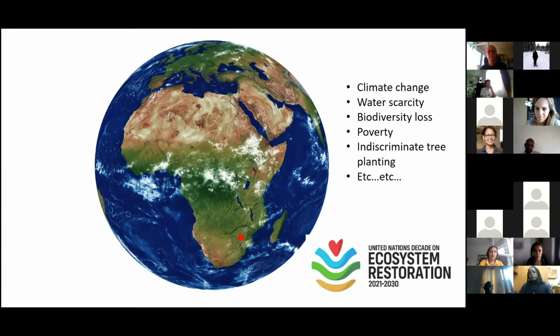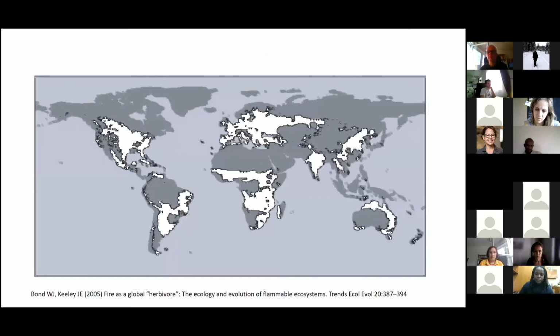Why do we need to do that? Because we have a couple of challenges at the moment: climate change, water scarcity, biodiversity loss, and people need to make ends meet, and most people depend on resources. Recently, because of programs to address climate change, there has also been indiscriminate planting of trees in ecosystems where we shouldn't actually be having trees.